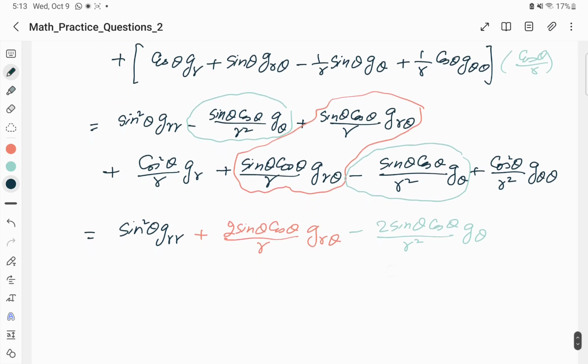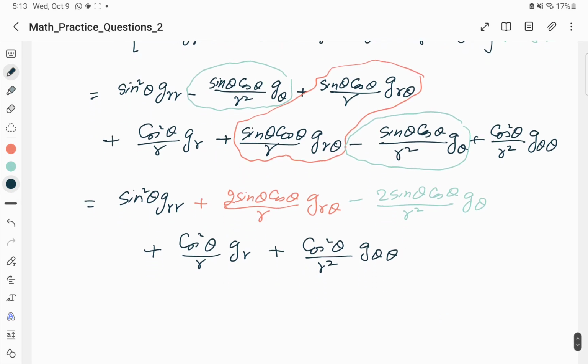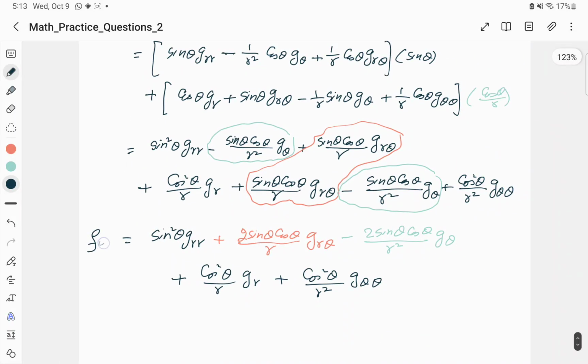And finally we are left with the last two terms. I just write them. So one is cos square theta over r g r, and the last one is cos square theta over r square g theta theta. So this is the final expression for f y y.